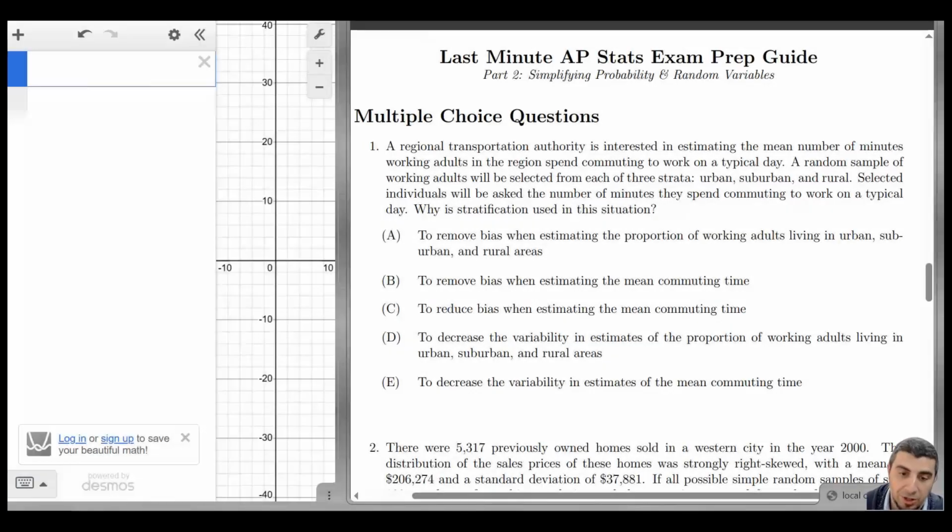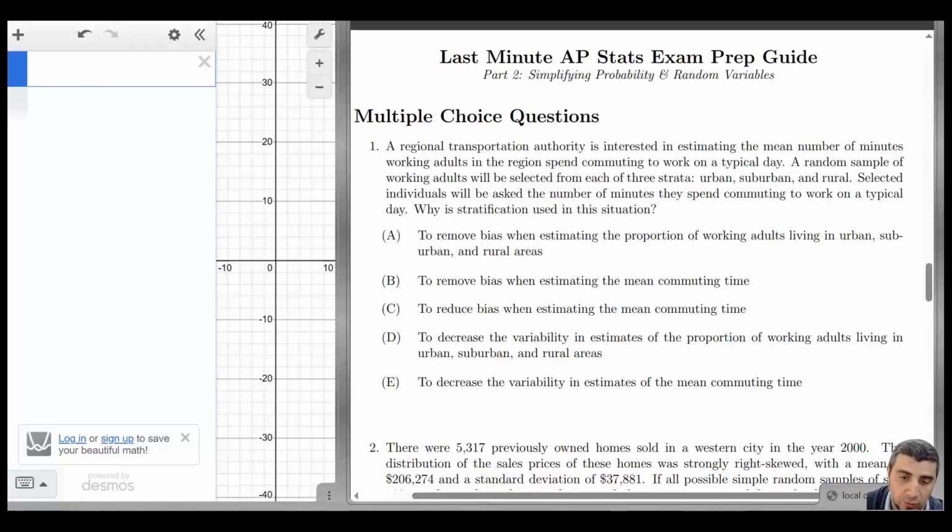Number one, a regional transportation authority is interested in estimating the mean number of minutes working adults in the region spend commuting to work on a typical day. A random sample of working adults will be selected from each of three strata: urban, suburban, and rural. Selected individuals will be asked the number of minutes they spend commuting to work on a typical day. Why is stratification used in this situation?